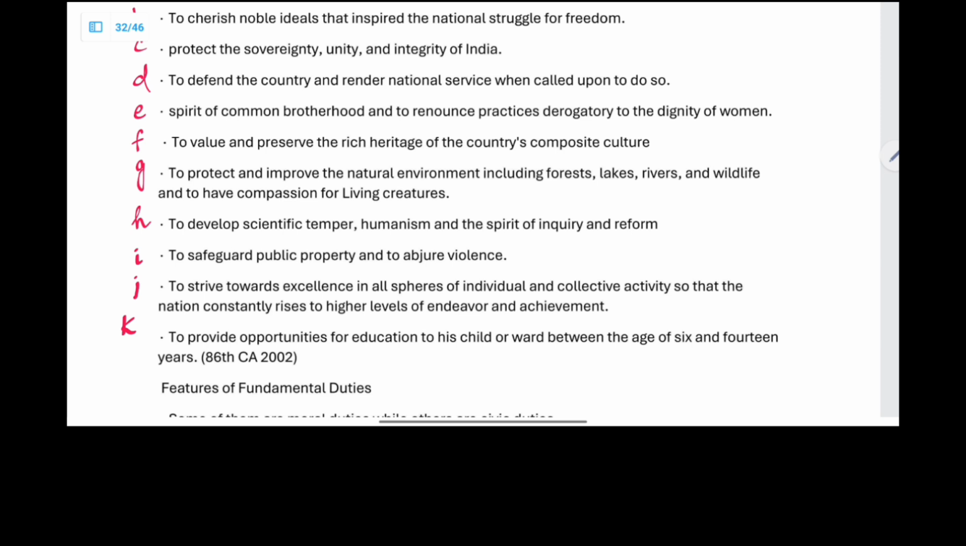Value and preserve the rich heritage of the country's composite culture. Protect and improve the natural environment including the lakes. The natural environment includes lakes, rivers, wildlife, right?